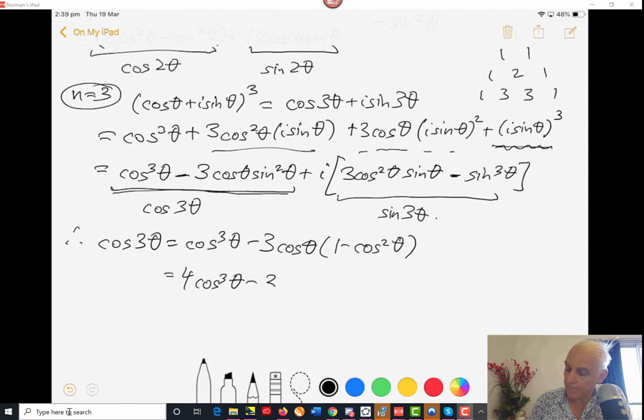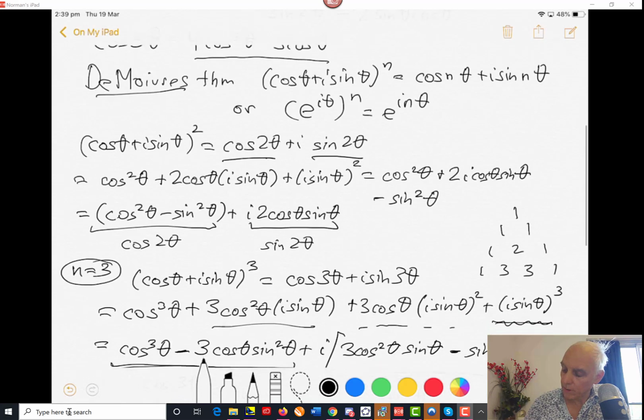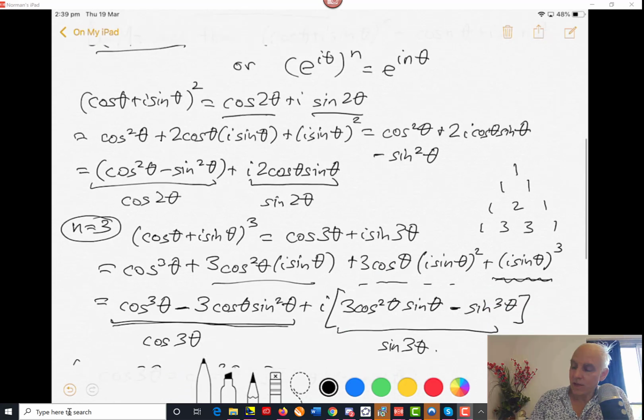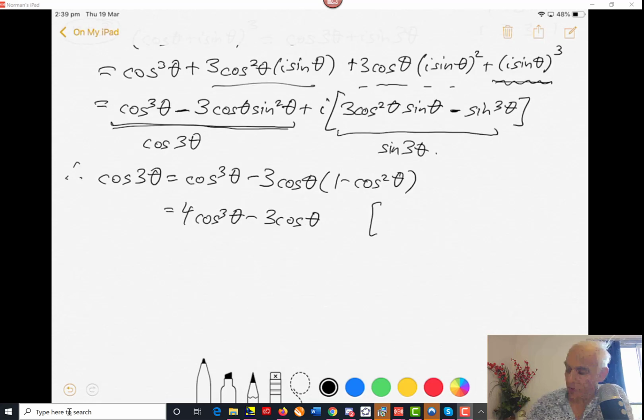And does that jive with what I said up here? 4 cos cubed theta, whoops, minus 3 cos theta. Yes, I think that's right, okay? So that's a nice expression. And in fact, it turns out to be what's called the third Chebyshev polynomial. So this is an aside. Chebyshev polynomial. That's maybe T3 of x, which is 4x cubed minus 3x.